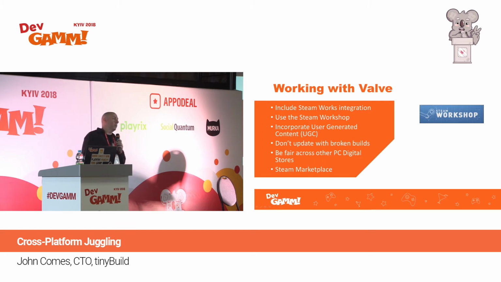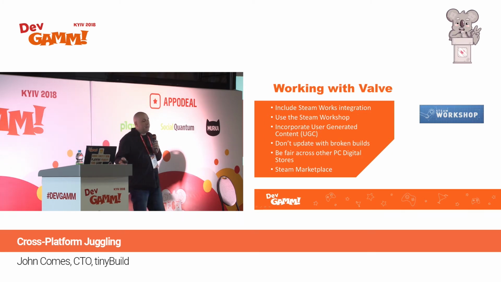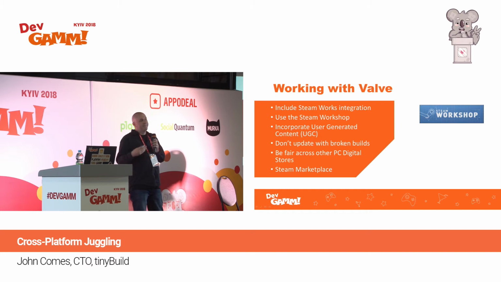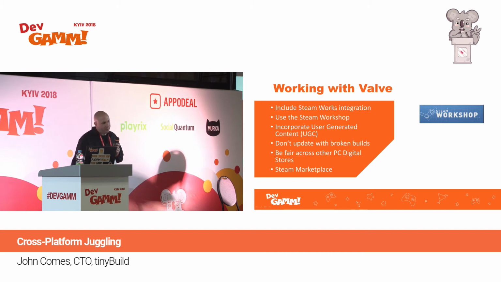Don't update with broken builds. Steam allows you to update your game at any time, but if you constantly update one that they're receiving support calls and stuff about, they're not going to be more apt to promote you more. Be fair across other PC digital stores. Don't undercut Steam, don't undercut Valve when going to other stores. They're the big ones. Be nice to them, and then use the Steam Marketplace as well.